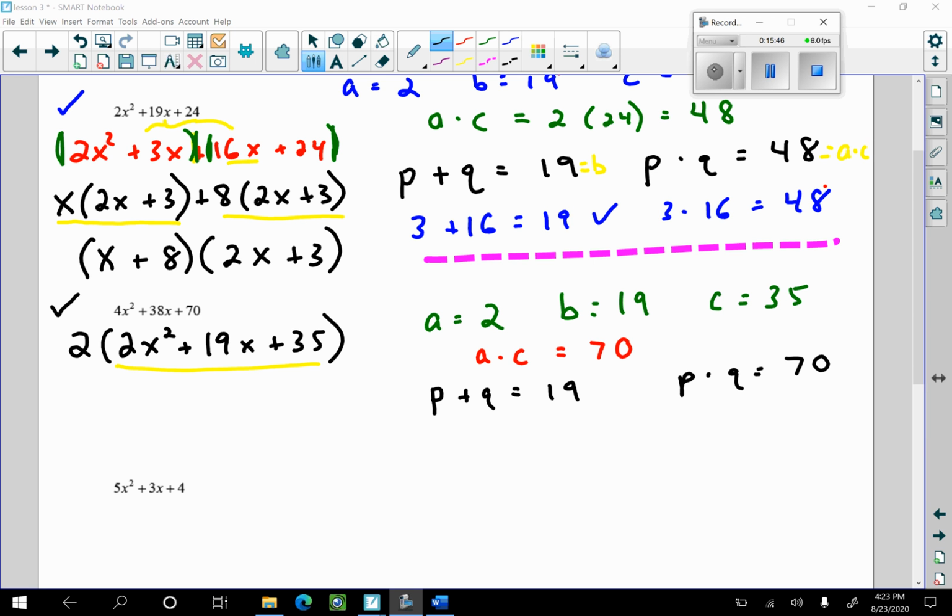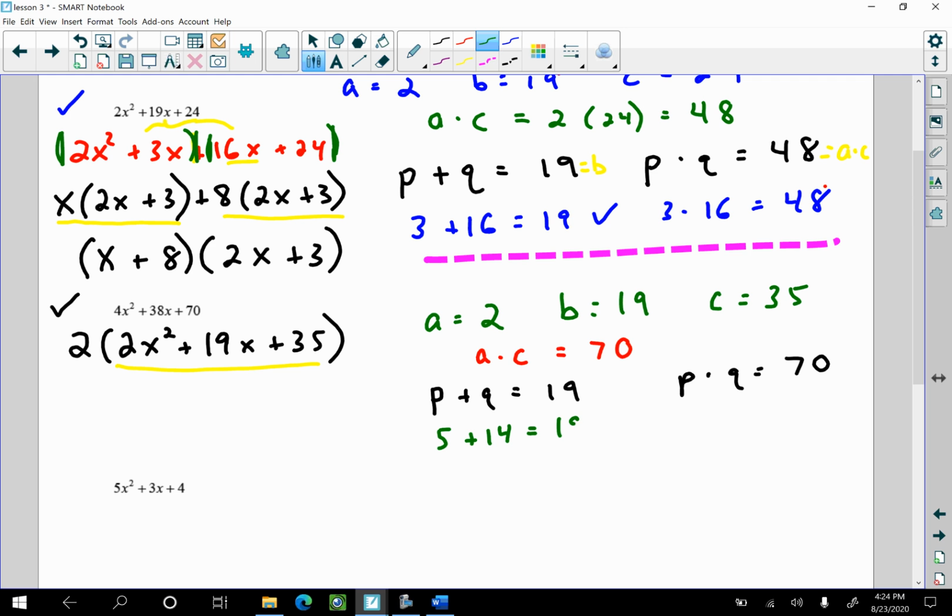Okay, you've had some time. Found them. How about 5 and 14? 5 plus 14 does indeed equal 19, and 5 times 14 does indeed equal 70. So I found the two numbers. So let's go back over here. Don't forget about this 2 over here.